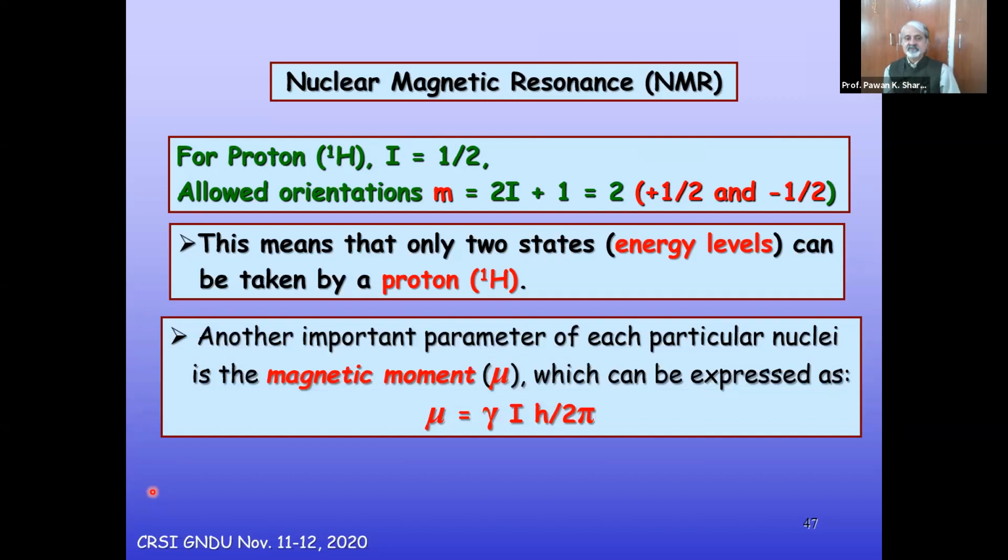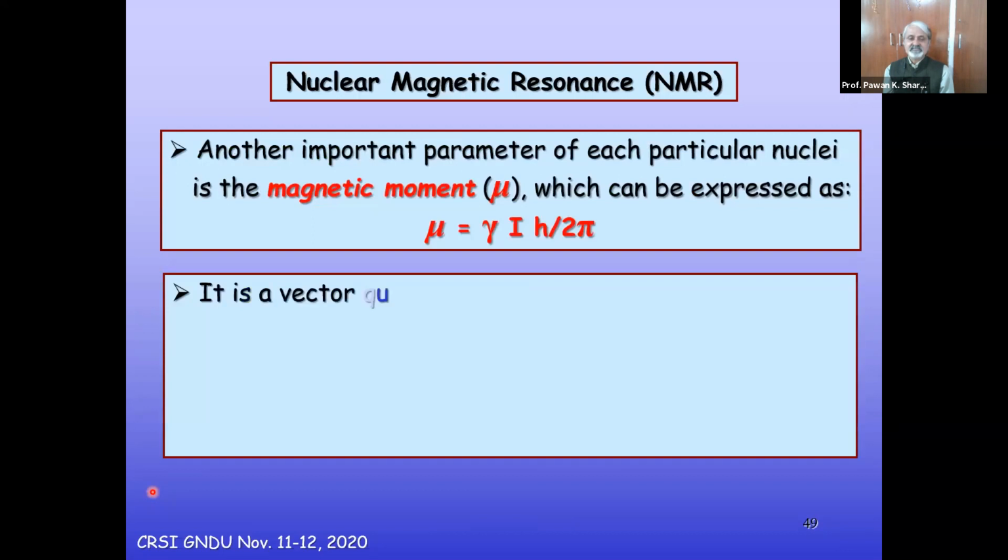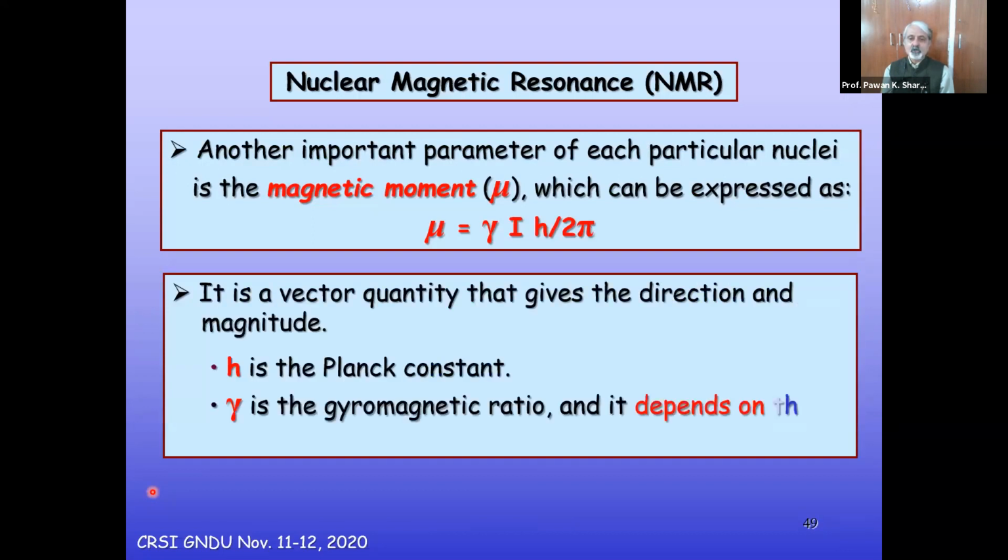And magnetic moment, we can express it as mu is equal to gamma I h by 2 pi, where mu is the magnetic moment, h is the Planck's constant, and gamma is the magnetogyric ratio or the gyromagnetic ratio.